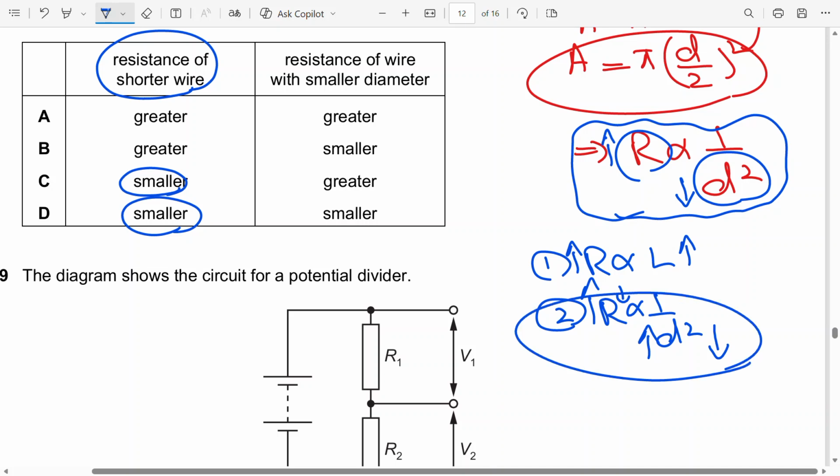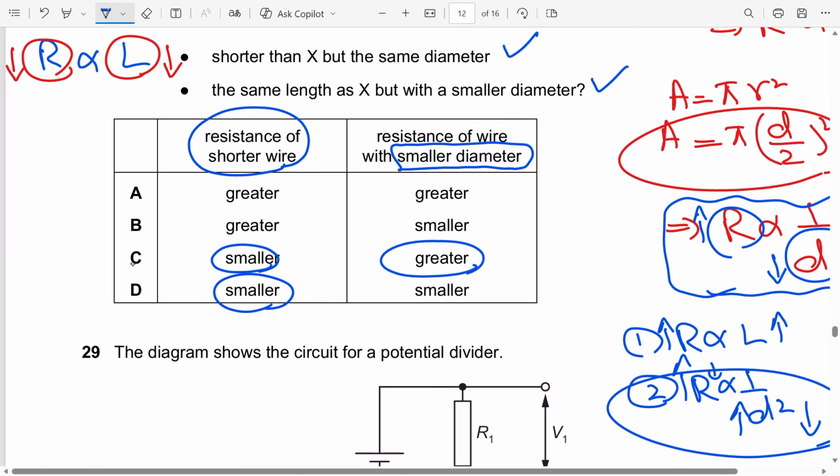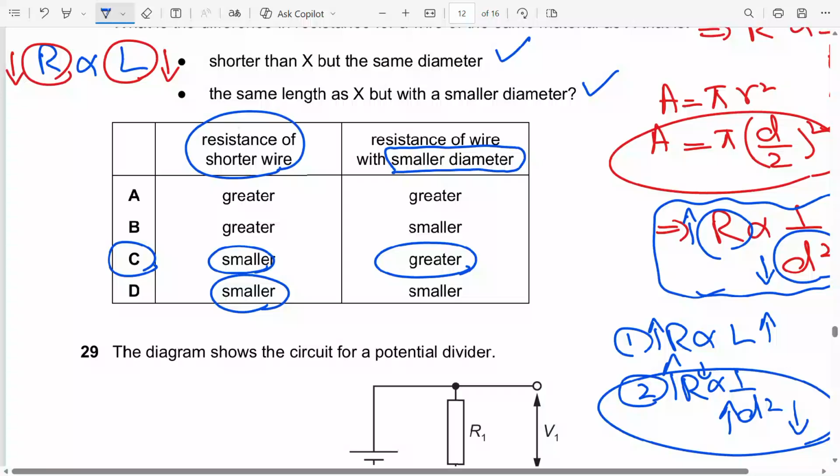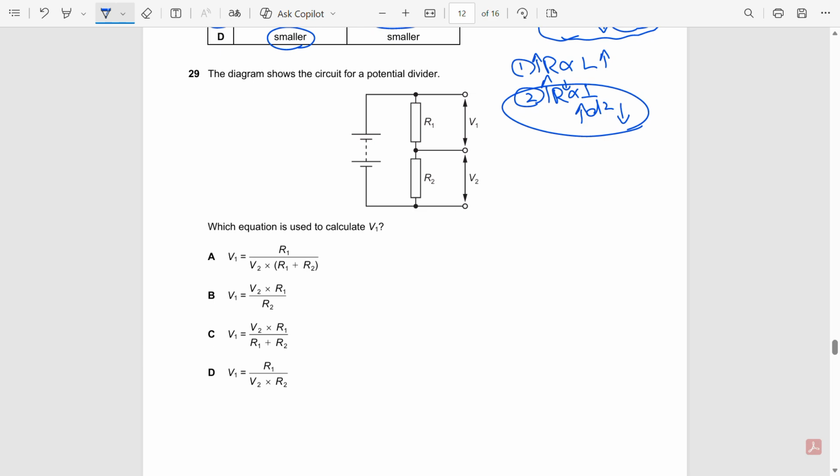Okay, so right here in our case, our diameter is smaller. Sir has told us, the smaller the diameter, the larger the resistance will be. So there will be greater resistance right here. So C is the correct option. Okay, bacho, right here, question number 29.